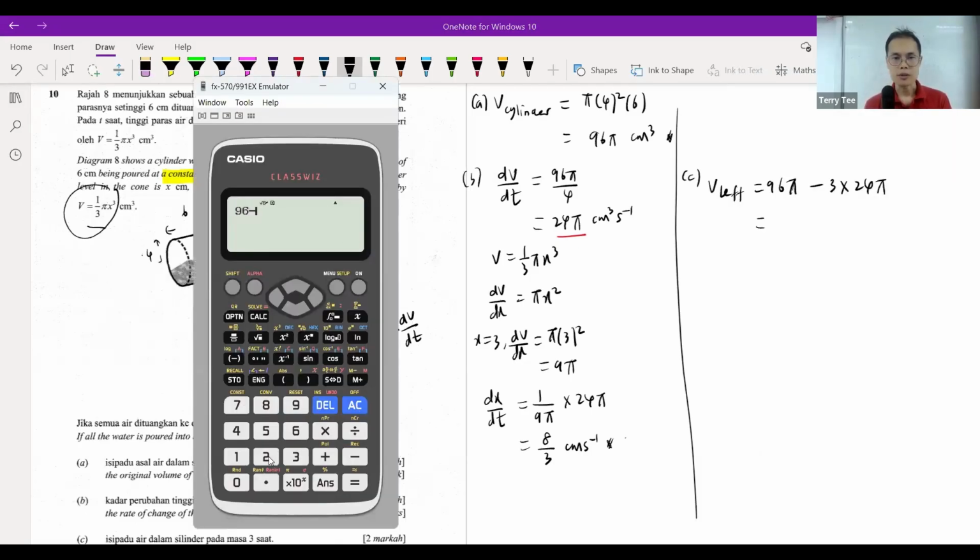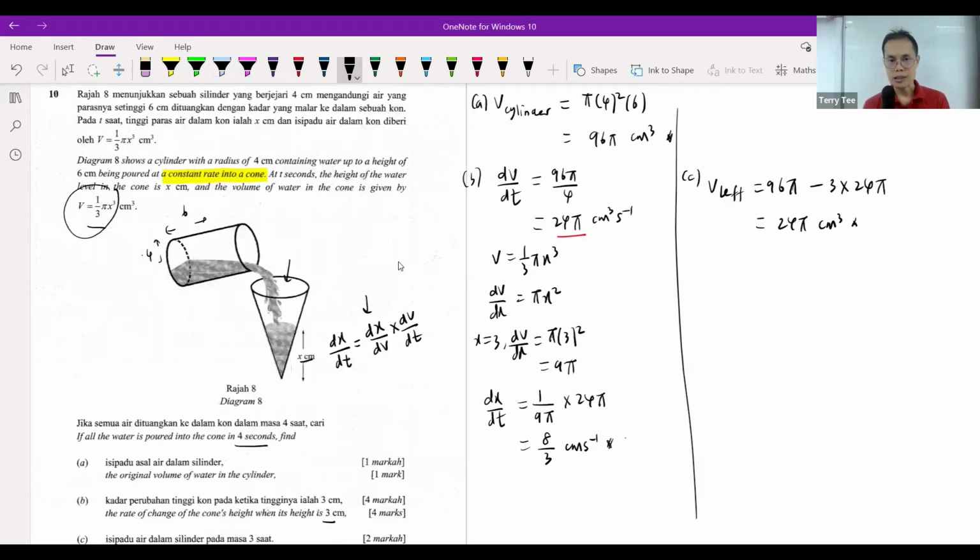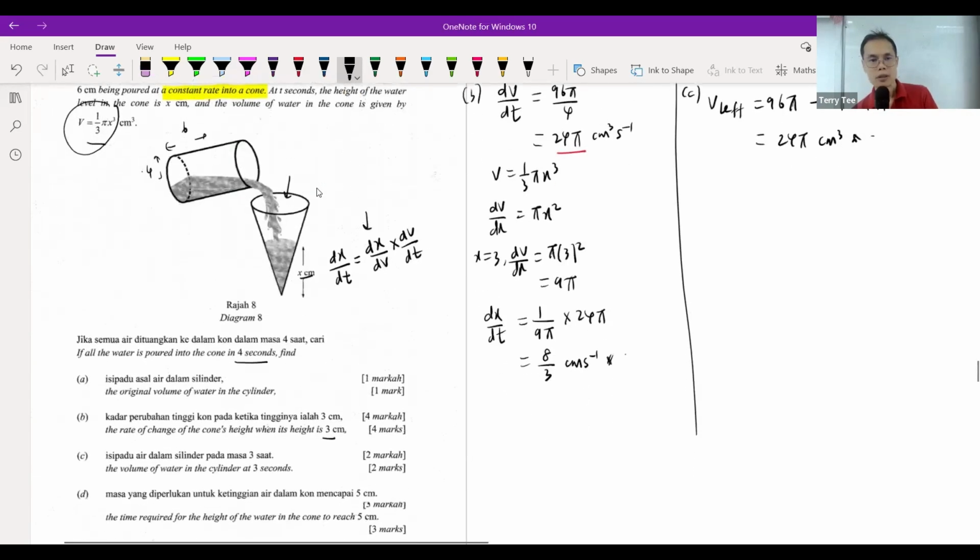96 minus 72. This is 24 times 3. That gives us 24 pi. So the volume of water left in the cylinder after 3 seconds is 24 pi. Okay, then the last part.